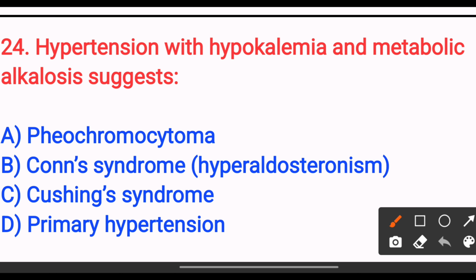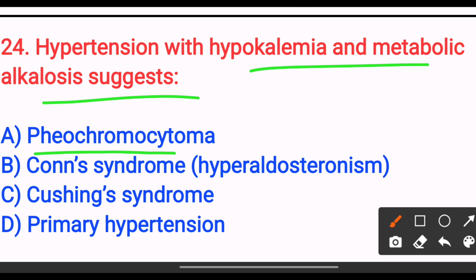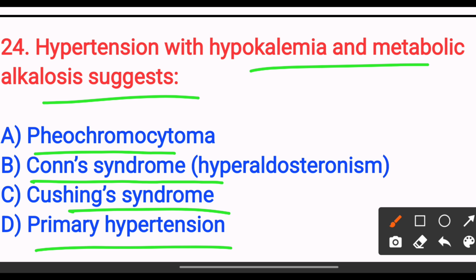Hypertension with hypokalemia and metabolic alkalosis suggests: option A, pheochromocytoma. Option B, Conn syndrome. Option C, Cushing syndrome. Option D, primary hypertension. The answer is option B, Conn syndrome, hyperaldosteronism, because primary hyperaldosteronism causes sodium retention, potassium loss, and metabolic alkalosis.